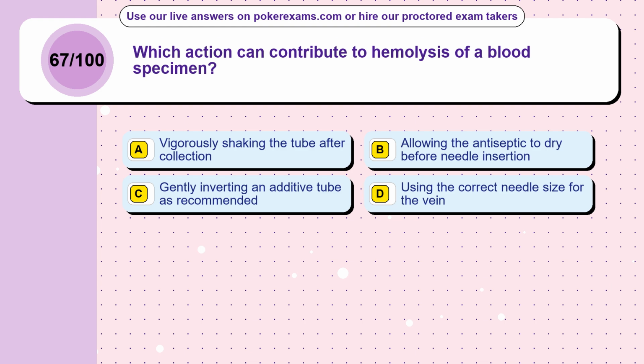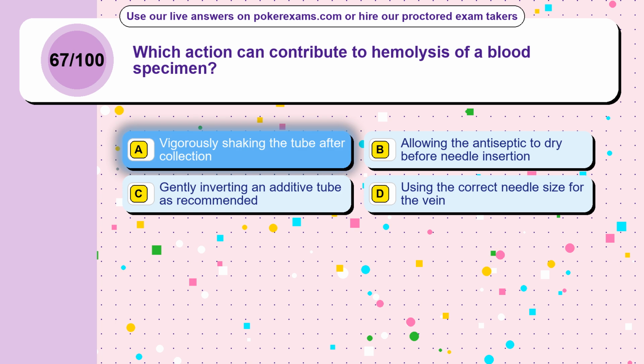Question 67. Which action can contribute to hemolysis of a blood specimen? Option A, vigorously shaking the tube after collection. Option B, allowing the antiseptic to dry before needle insertion. Option C, gently inverting an additive tube as recommended. Option D, using the correct needle size for the vein.